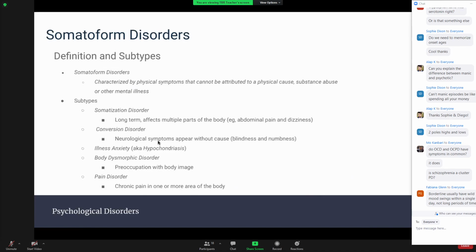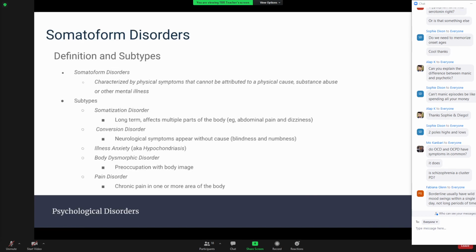Okay, we're going to transition into more of the physical stuff. So we're slowly leaving the psychology and transitioning towards some of the nervous system stuff. And we're going to talk about somatoform disorders. Somatoform disorders are those that have physical symptoms that specifically can't be attributed to a physical cause, substance abuse, or mental illness. So it's kind of weird, but we're talking about disorders where something can actually be seen, but you cannot figure out the cause for it.